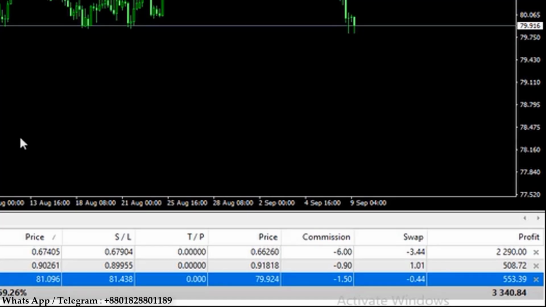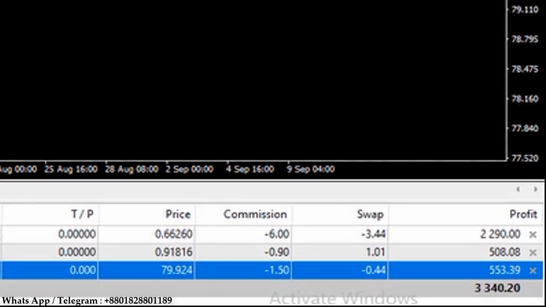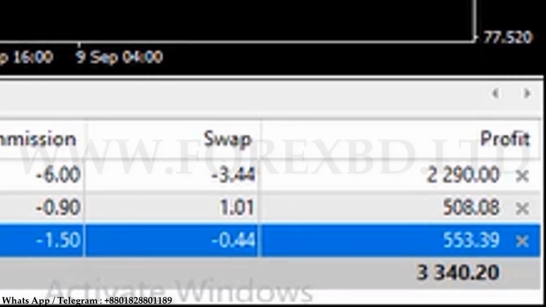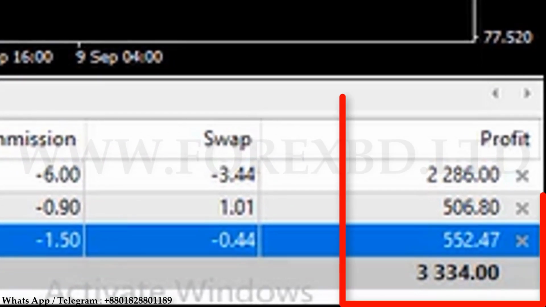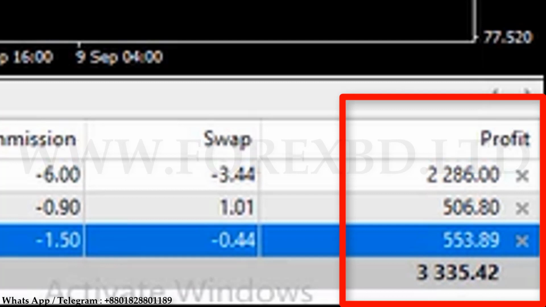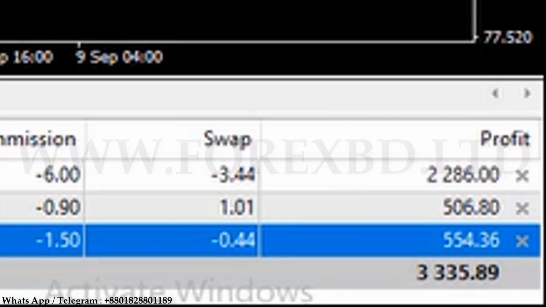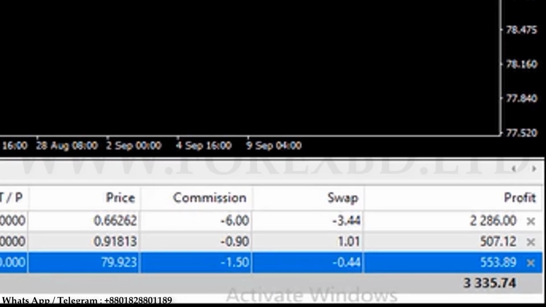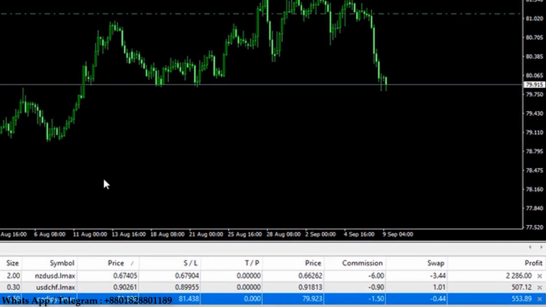So here you can see my 3 entries running here. The first one has $2,000 plus profit, the second one has $500 profit, and the next one has $500 plus profit. I have a profit of about $3,500 with these 3 entries. So today I will show you which strategy I followed to take these entries and how I did the analysis, which is the reason for such a large amount of profit.